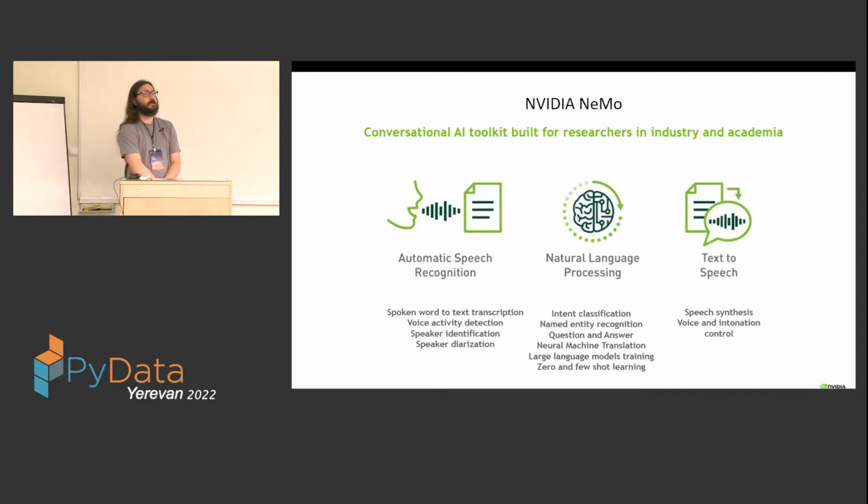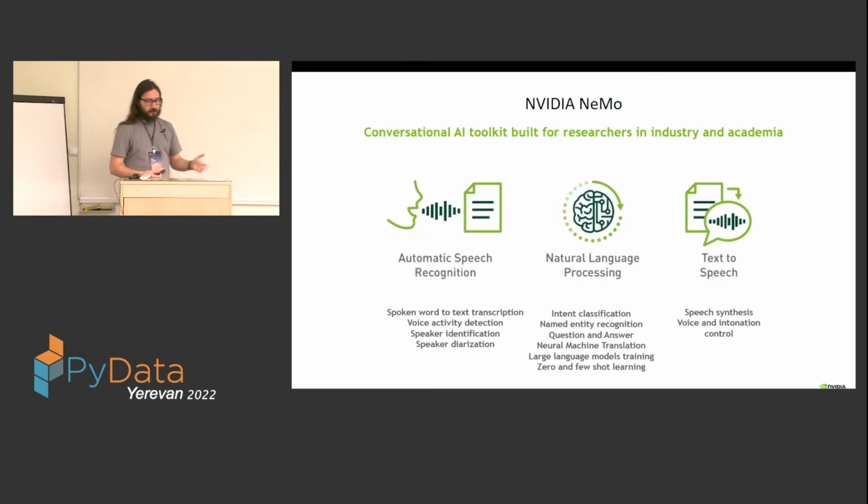Again, NVIDIA NeMo Toolkit is an open source toolkit for conversational AI. At least when we talk about conversational AI, I think about three main things: automatic speech recognition, natural language processing, and speech synthesis or text-to-speech. These are the three main components of conversational human-computer interaction. So the NVIDIA NeMo Toolkit is built around these three areas.